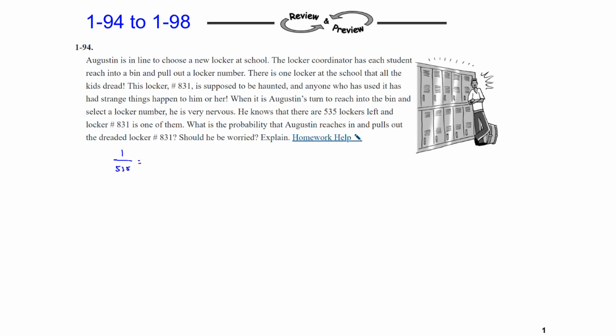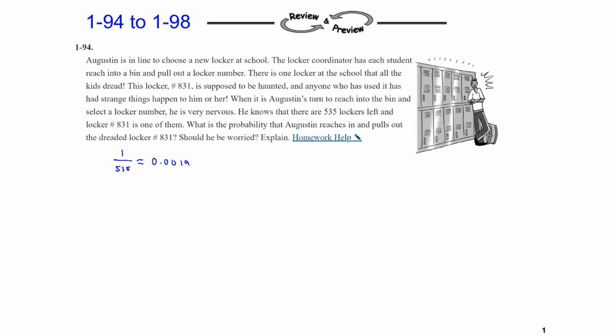So let's change that to a percent to get an idea as to his percent of probability in terms of getting that locker. If we take 1 and divide it by 535, that gives us a decimal of 0.001, and we'll round to the 9. So he has less than a 1% chance of pulling out that locker.